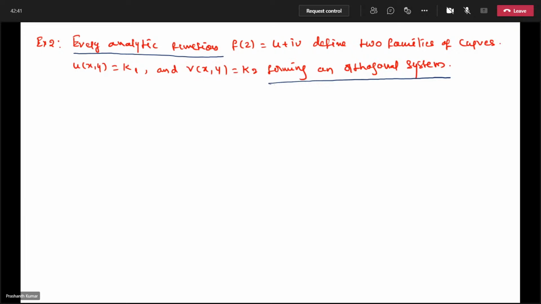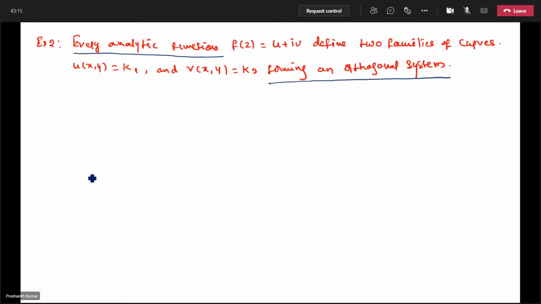That is the meaning. So from this problem we are showing two things. One is we are showing these two families of curves satisfy the orthogonal system. Once we show that it holds for every analytic function, therefore in the future, if the function is analytic, definitely the orthogonal system is satisfied.